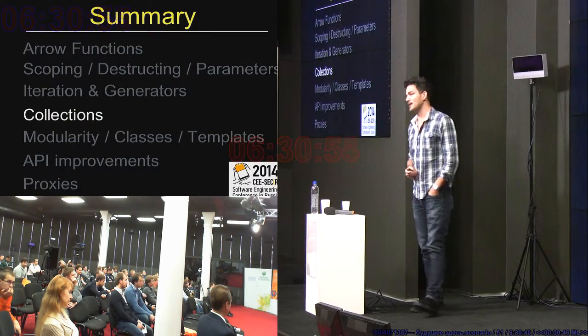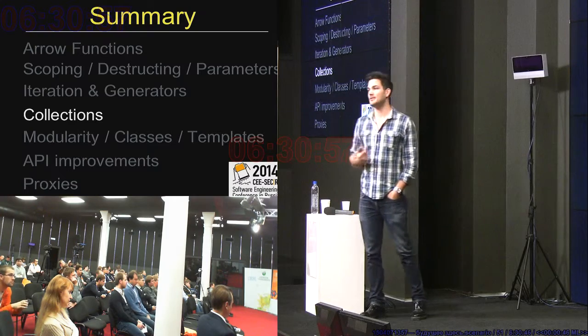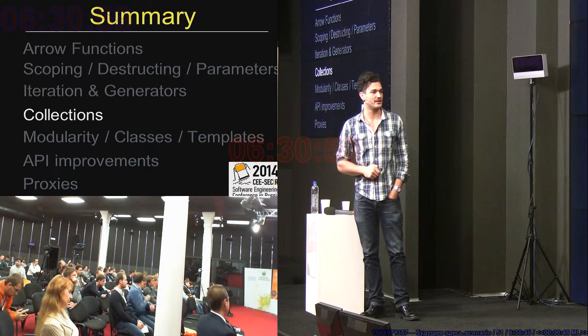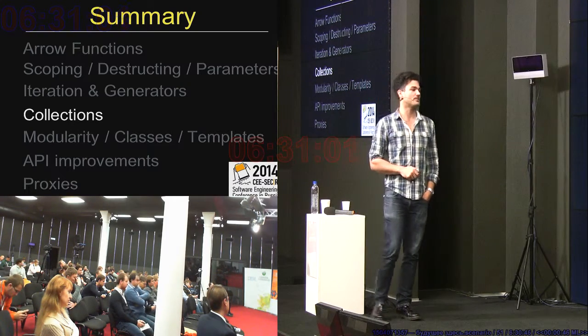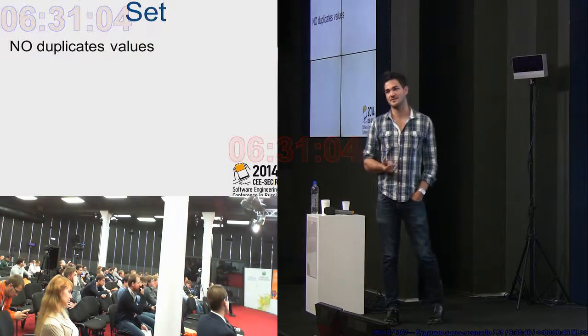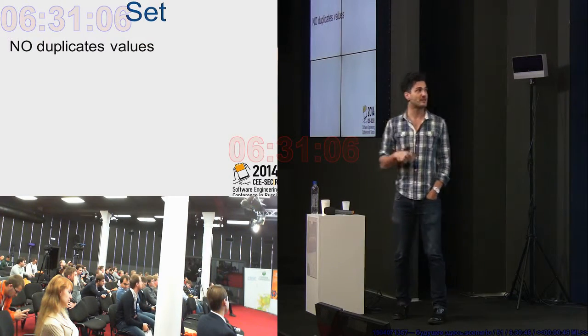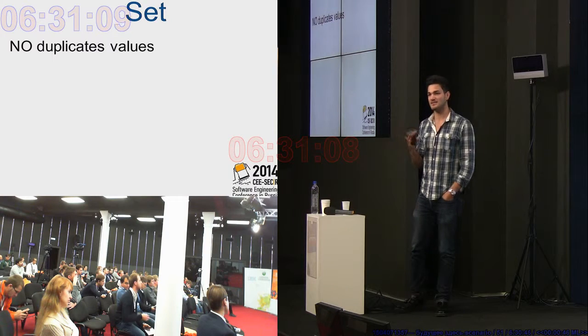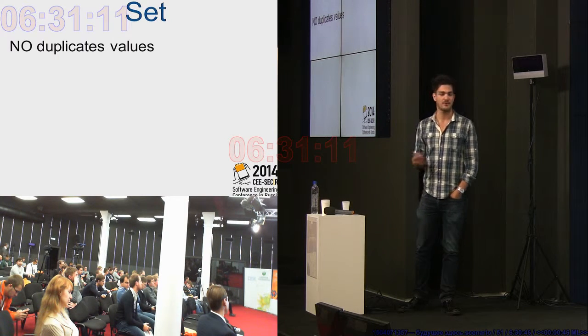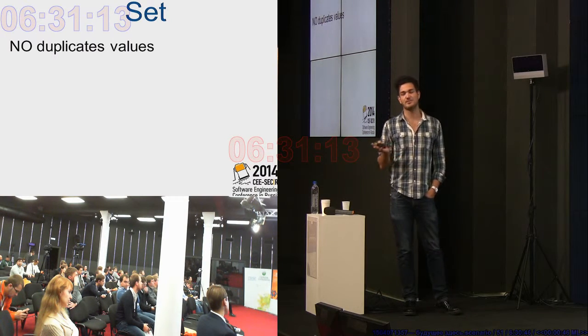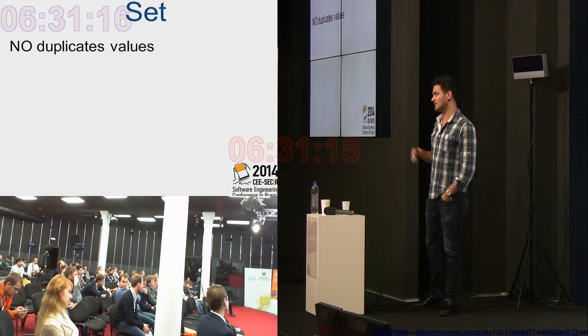Fourth topic is collections. As I mentioned, there are new collections in ES6 in JavaScript: maps, sets, and weak maps. Let's start with sets. There is nothing really new about sets and maps, because I guess everyone has used them in other languages. Sets are basically a collection with no duplicates.